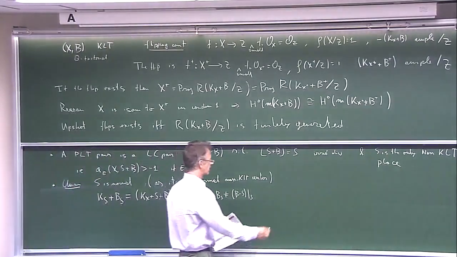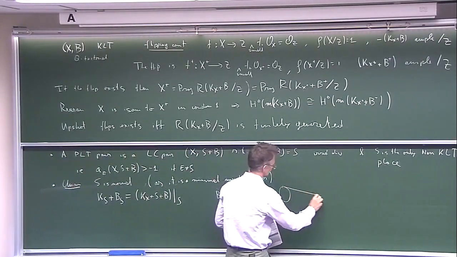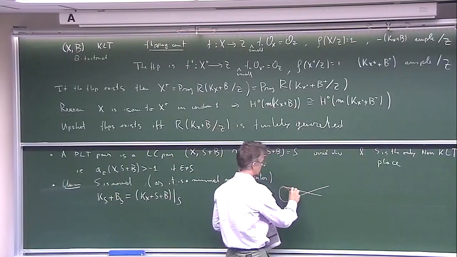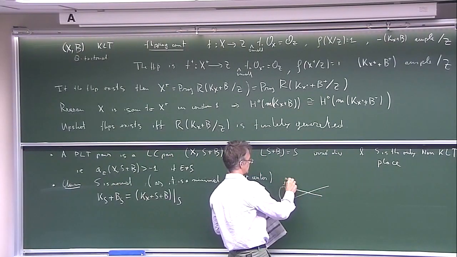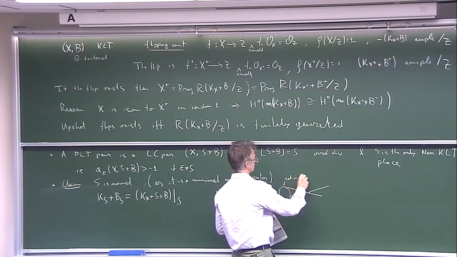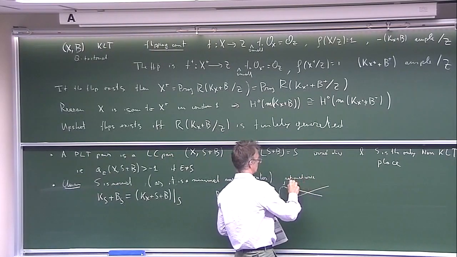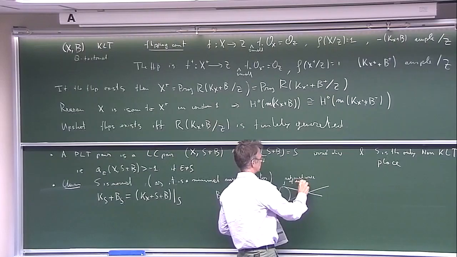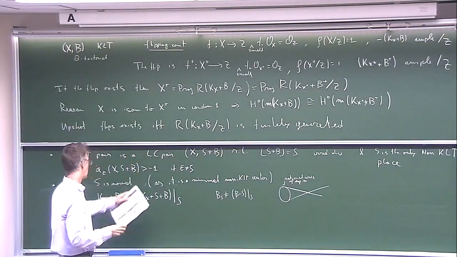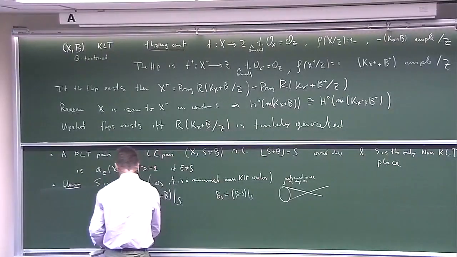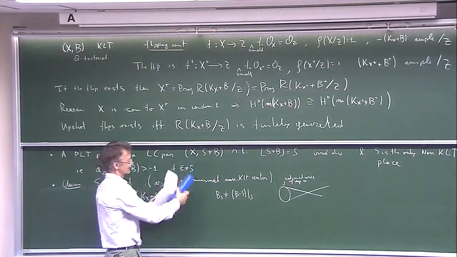If you remember, when we had a cone over a rational curve of degree n, right? So this is a rational curve of degree n.